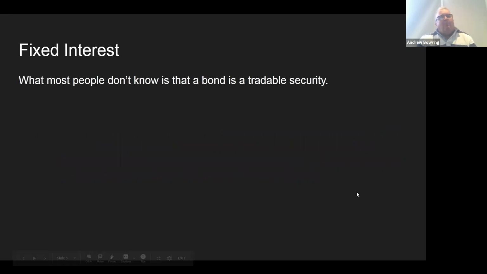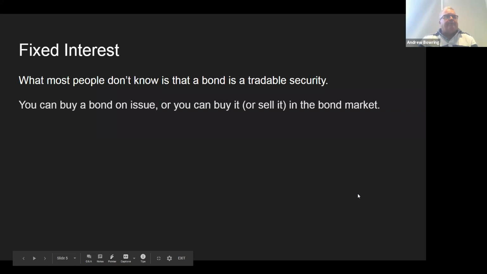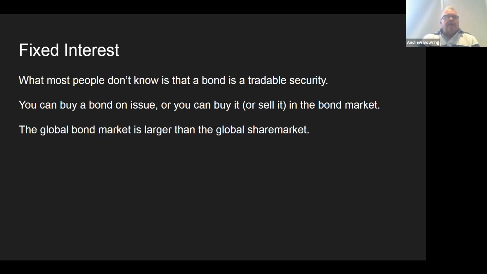Now, what most people don't know is that a bond is actually a tradable security. So you can buy a bond when that government or company issues it, or you can buy and sell these things on an open market known as the bond market. In actual fact, the global bond market is larger than global share markets. There's more bonds traded in a day than there are shares.